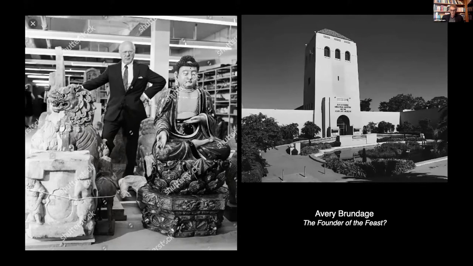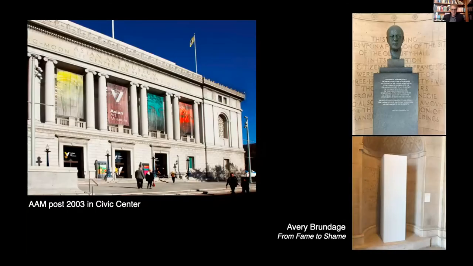To the right, you see the building that was the Asian Art Museum's first home in Golden Gate Park. It was part of the old De Young Museum. It opened in 1966, the year of my birth, to house Brundage's collection, and it was financed by the city of San Francisco with a voter-approved $2.75 million bond. But then in 1989, there was the Loma Prieta earthquake. You may have heard about it. You've probably seen images as well. It really did a number on the old De Young Museum, and it made it an earthquake hazard.